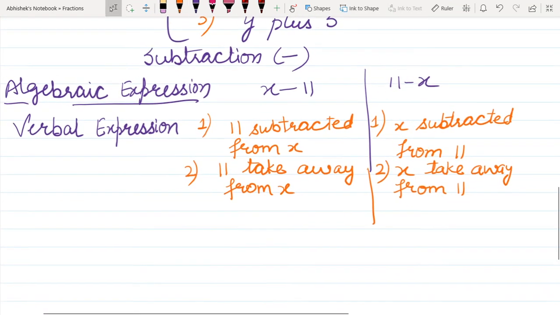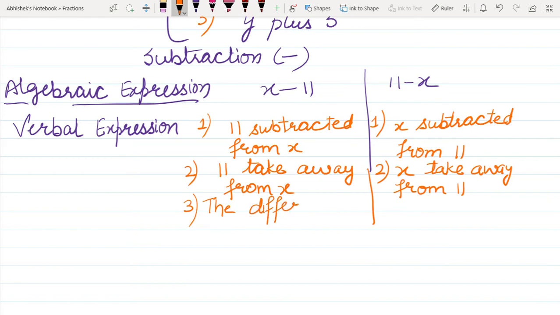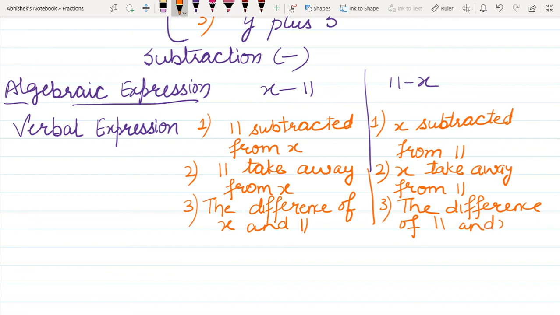Third verbal expression of x minus 11 is the difference of x and 11. For 11 minus x, we will write the difference of 11 and x. Now we can express this in another way.